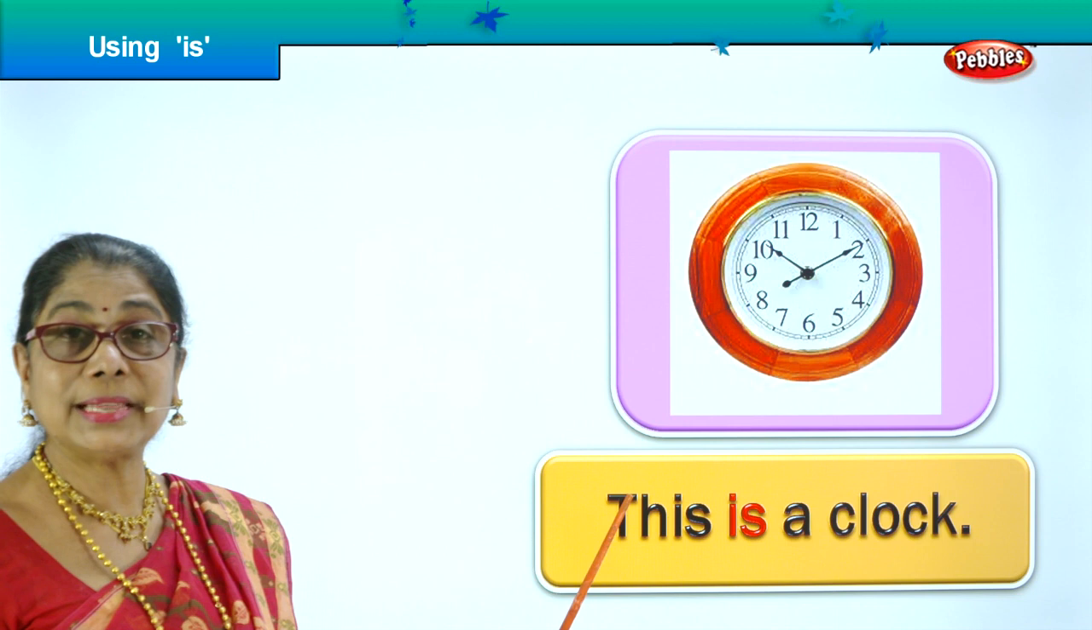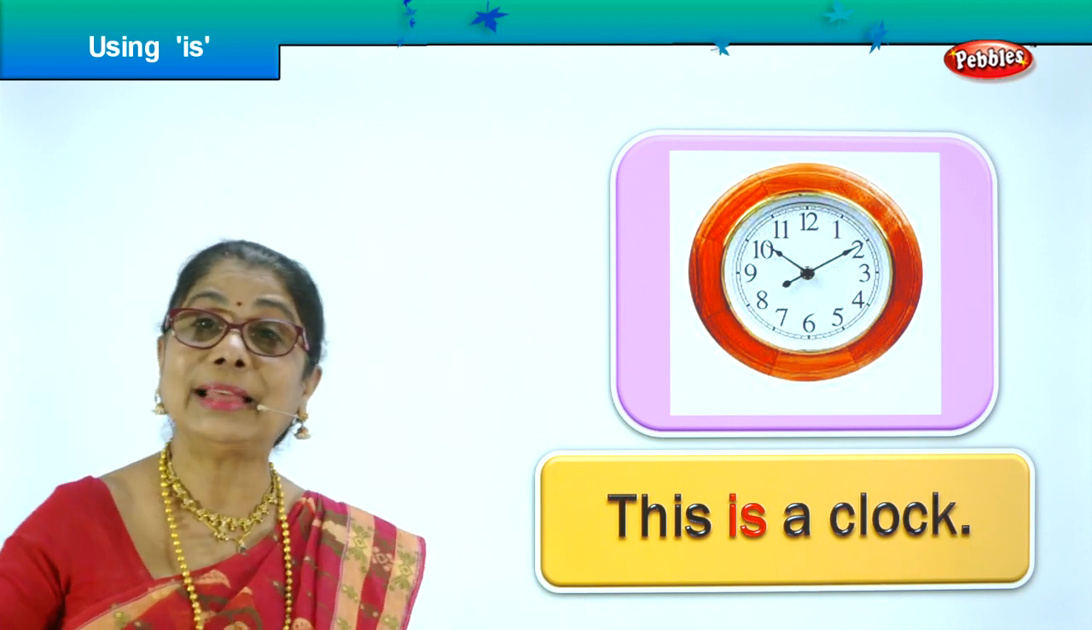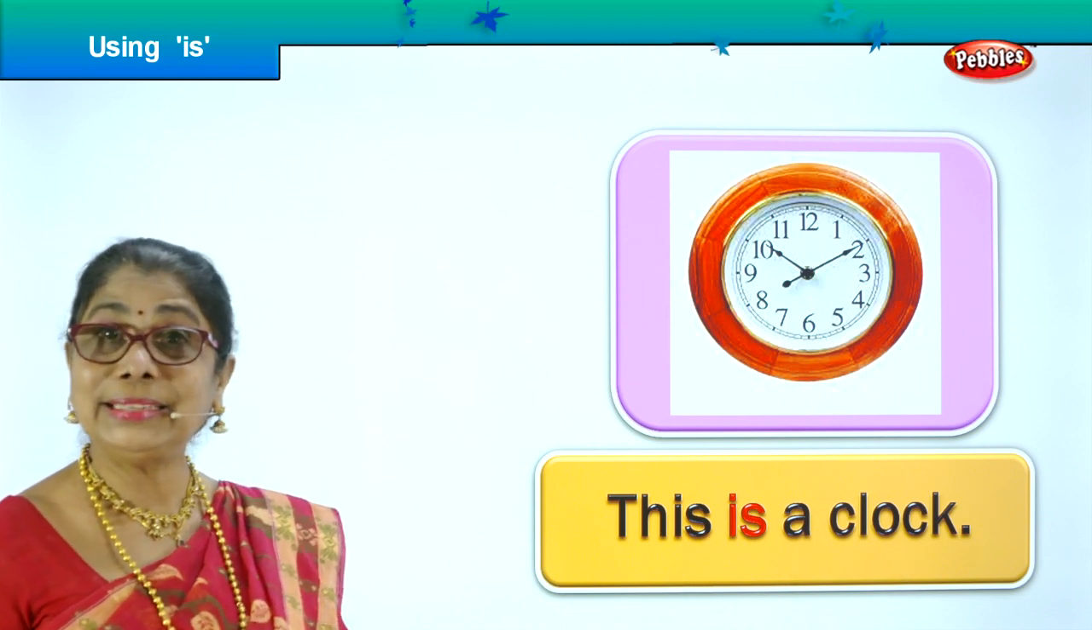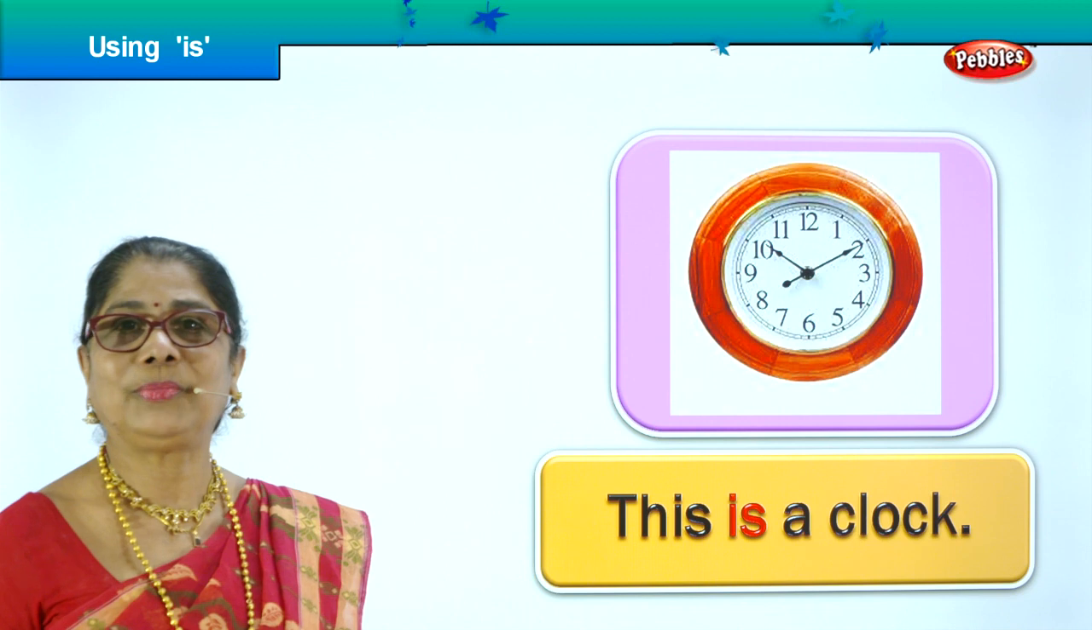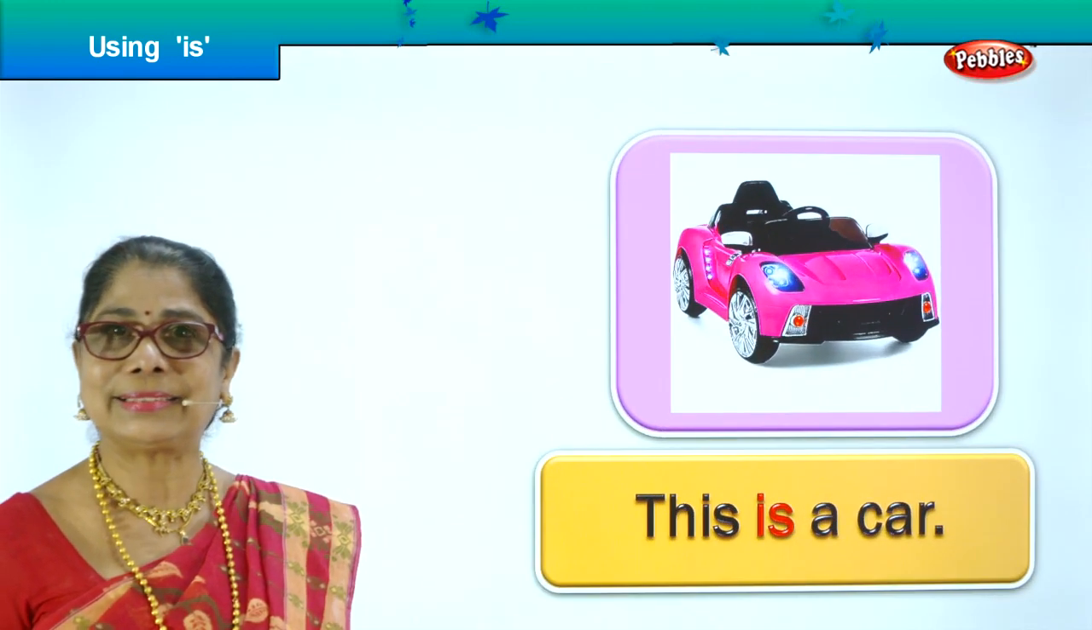Beginning with the capital, ending with the full stop. The full sentence and the use of is in it. This is a clock. Can you read the sentence? Good. Let's look at another picture and read the sentence.